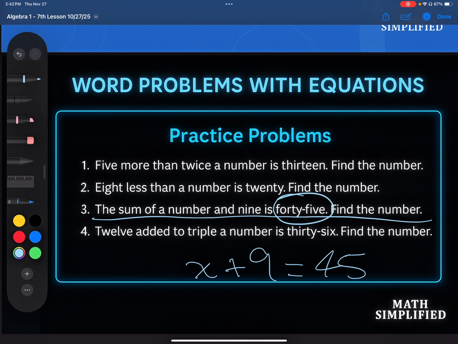And if we want to isolate the x, we do the opposite of addition, which is subtraction. And then we also subtract 9 on the right side. And x equals, it would be 36. All right, x equals 36.